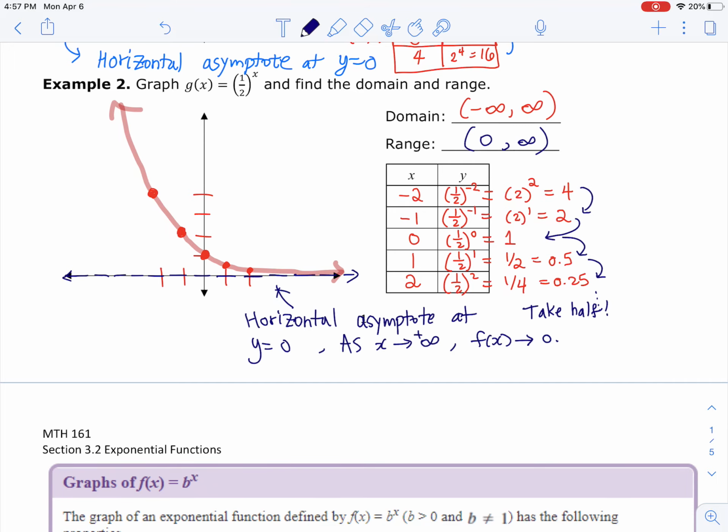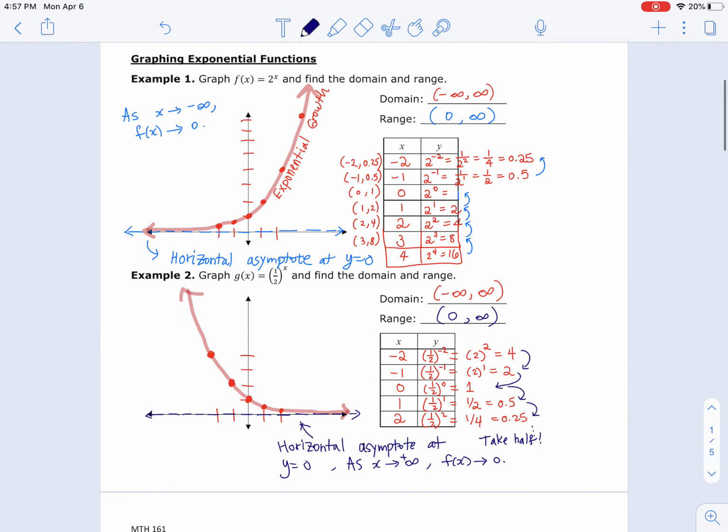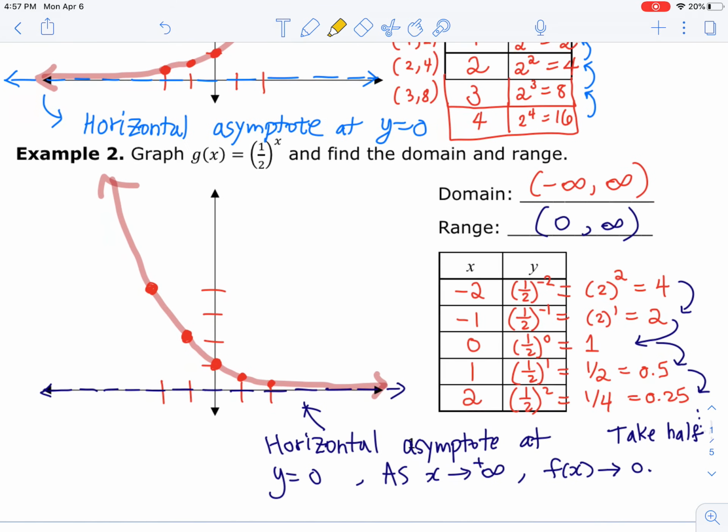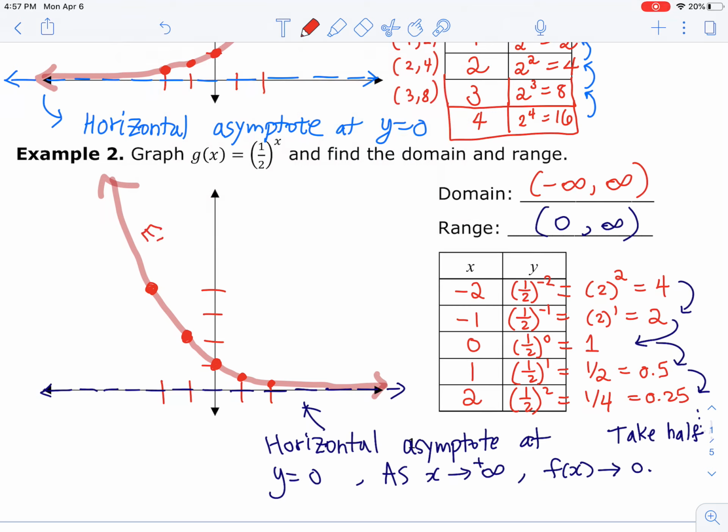So let's talk about the range here. How high up does this graph go? The highest it goes is positive infinity, right? But the lowest number that it's going to try to get to is 0. So notice without any vertical translation, we didn't move these two graphs up or down at all. The domain and range really came out to be the same. They just look different, right?